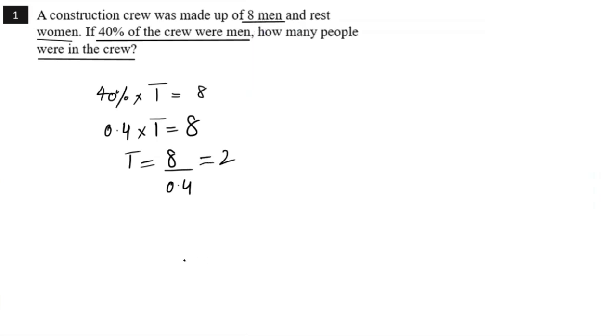That is 20 people. The reason I said there are other ways is you can use the proportion method as well, like 8 men is 40%, so the total is 100%, and you can cross multiply to get the answer. Whichever method works best for you, you can apply that.